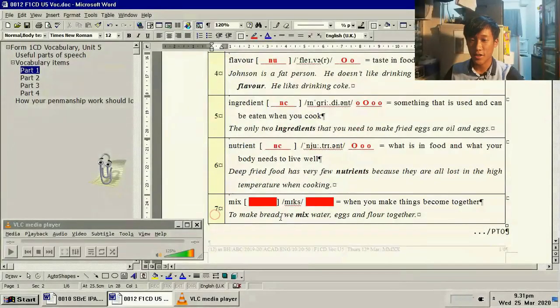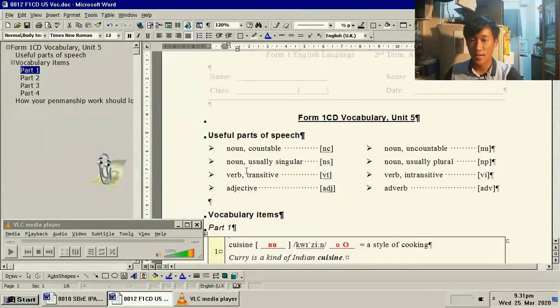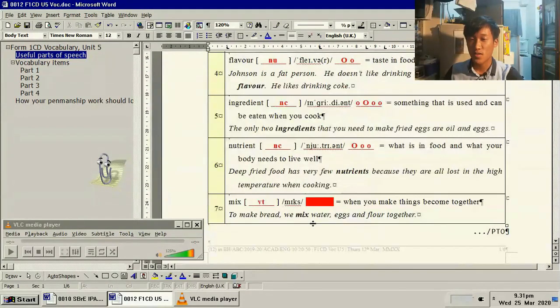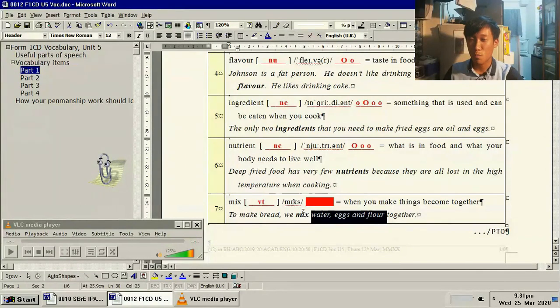Okay, and then continue. Number 7. To make bread, we do this. Okay, so that is to do this, it is a verb, and then is a kind of transitive verb. So here, transitive verb. Another kind of verb will be intransitive verb. So transitive verb means there is an object afterwards. So you need to, these are what you mix.